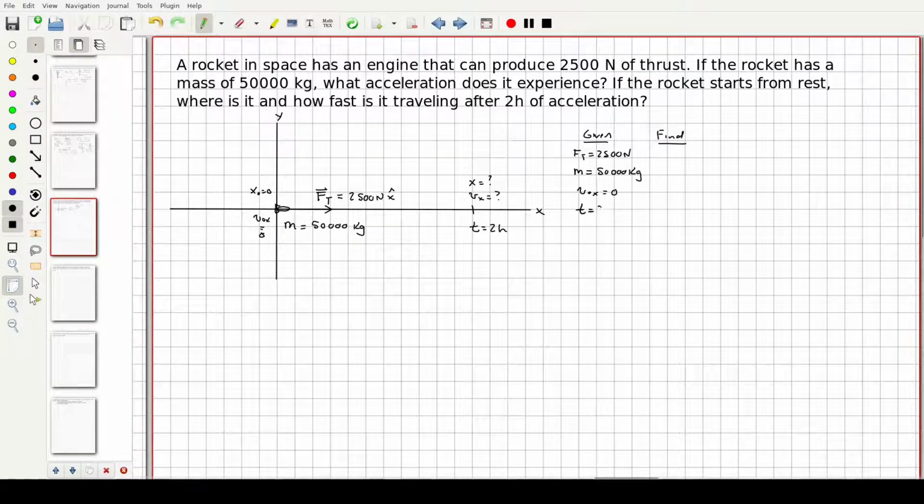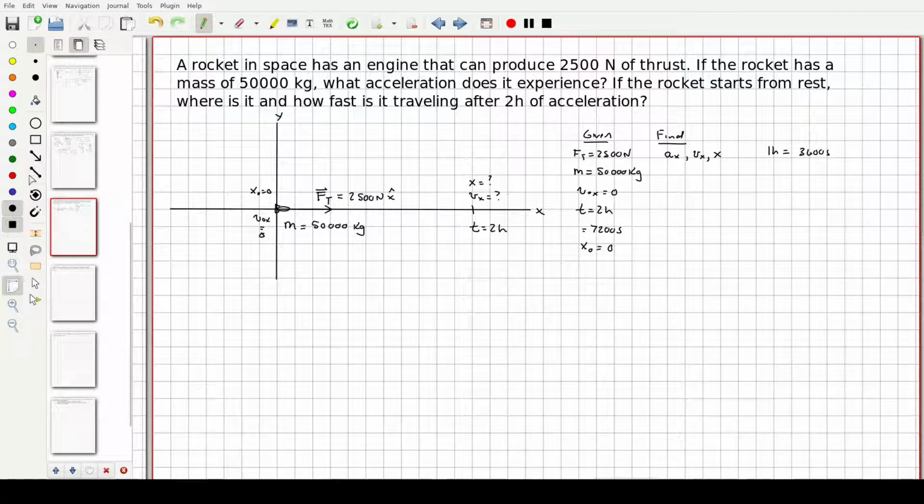We're looking 2 hours into the future. Now, we're going to need to convert this, but we know that 1 hour is the same thing as 3,600 seconds. So if you convert 2 hours to seconds, that ends up being 7,200 seconds. We also, because of how we've drawn things, decided to start with an initial position in the x direction of 0. Now, what are we trying to find? We would like to find out the acceleration in the x direction. We would like to find its velocity and its position after the given time.